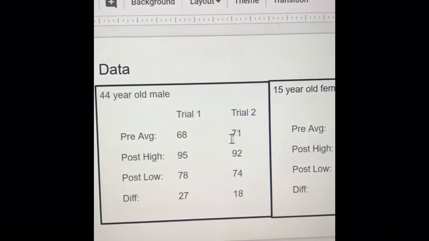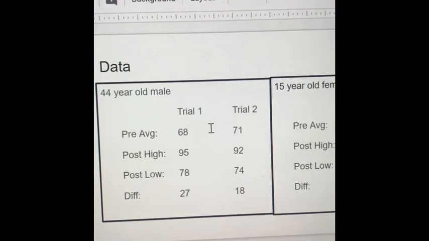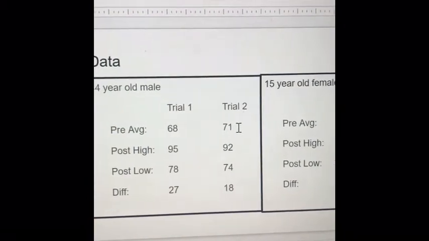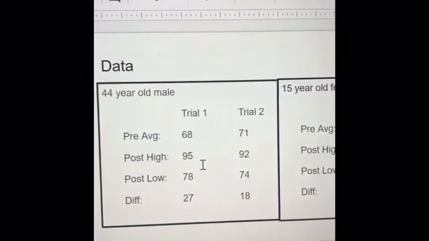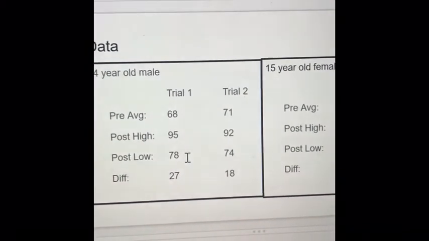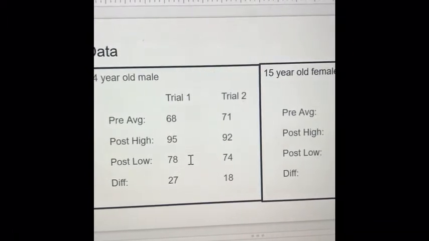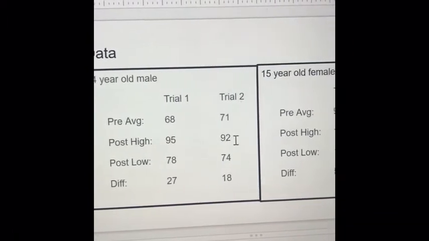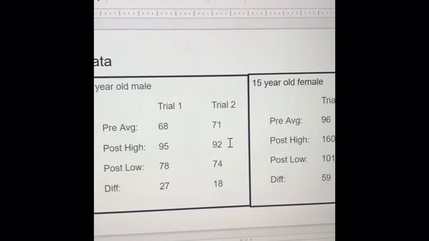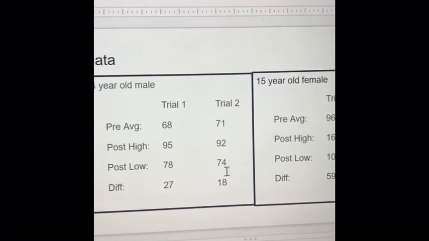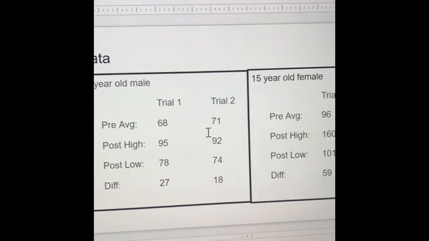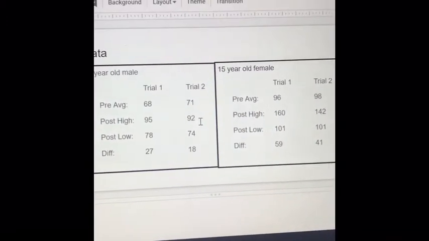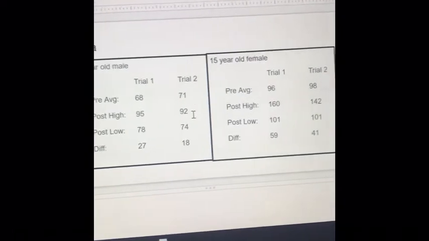First trial, 68 was my resting, and then my second trial, 71 was my resting. My daughter's similar. 95 was as high as I got the first time around. When I came back, my heart rate dropped, but it only dropped to 78. I only got up to 92 the second time, and it dropped down to 74. So you can see it's different the second time. I don't know if I walked the same distance or ended in the same spot, but for whatever reason, that's the way it worked out.